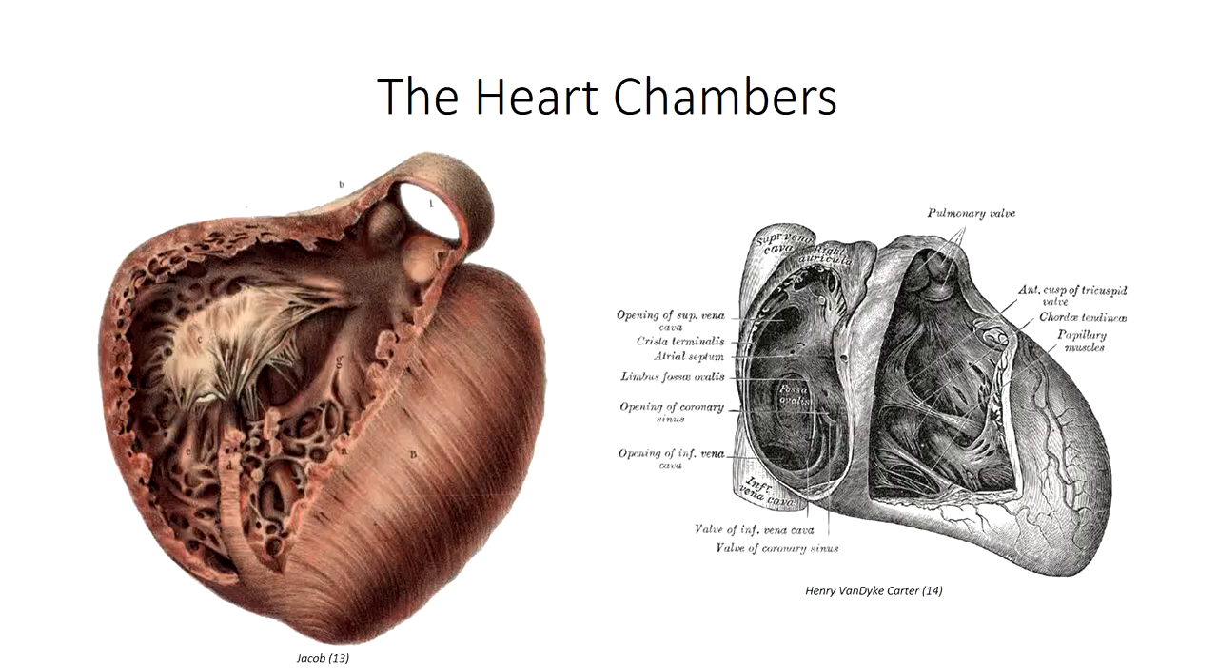Superiorly, by the interventricular septum, the trabeculae carneae smooths out, creating a region known as the infundibulum or conus arteriosus, which leads into the pulmonary trunk that sends deoxygenated blood to the lungs. At the base of the trunk is the semilunar pulmonary valve, which closes in diastole to prevent the backflow of blood from the pulmonary trunk into the right ventricle.